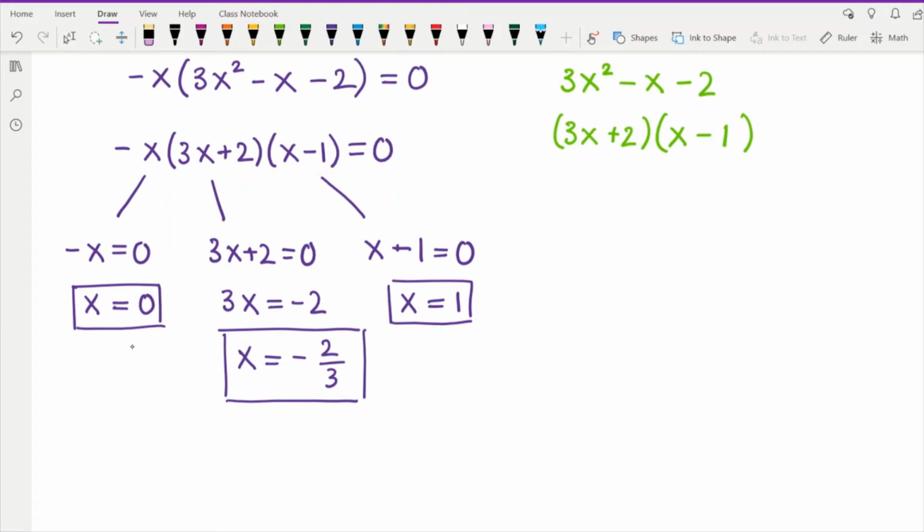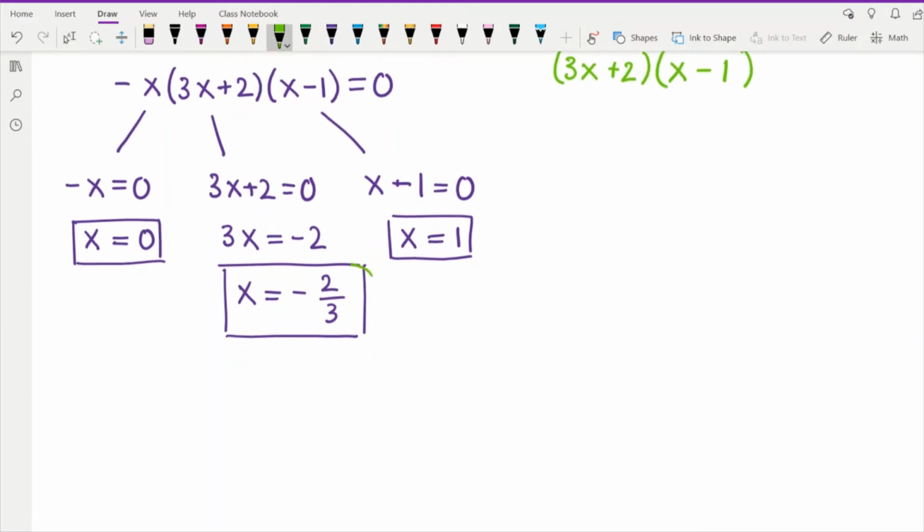The one that maybe doesn't match up with our expectations is this one, right? We got x is equal to negative 2/3, but the factor it came from wasn't x plus 2/3, it was 3x plus 2.